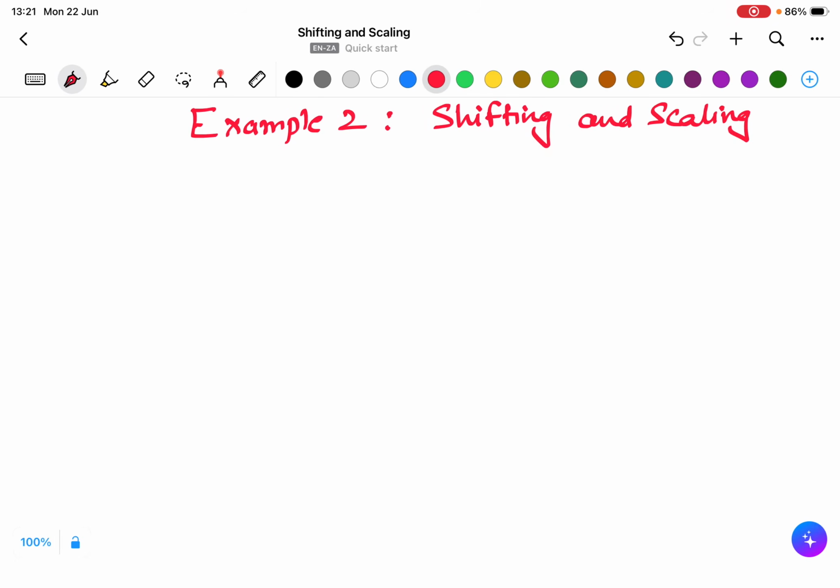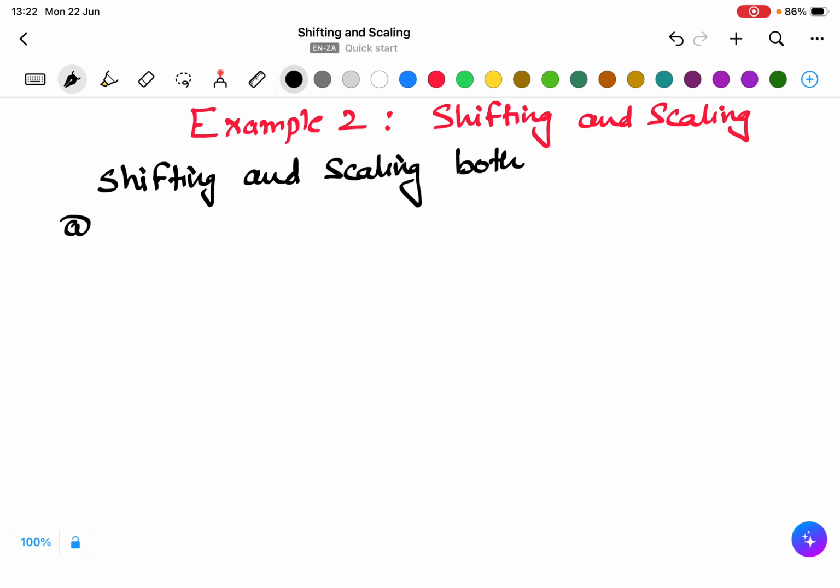Let's take the example 2 for shifting and scaling. Now this example is an integration of shifting and scaling together. So the first rule you need to remember is that if there is a question with shifting and scaling both, the first step will be shifting and the second step will be scaling.